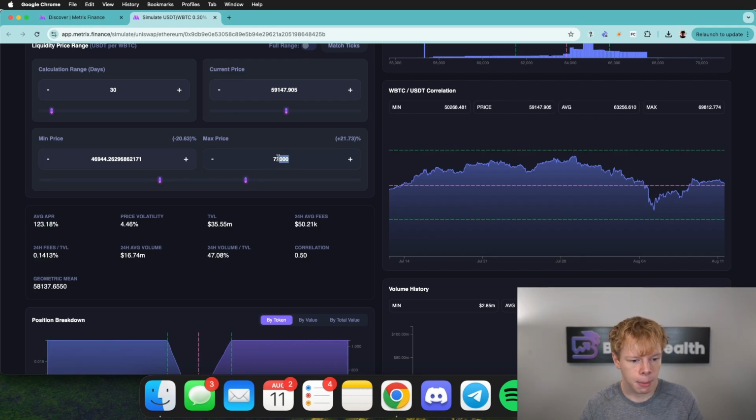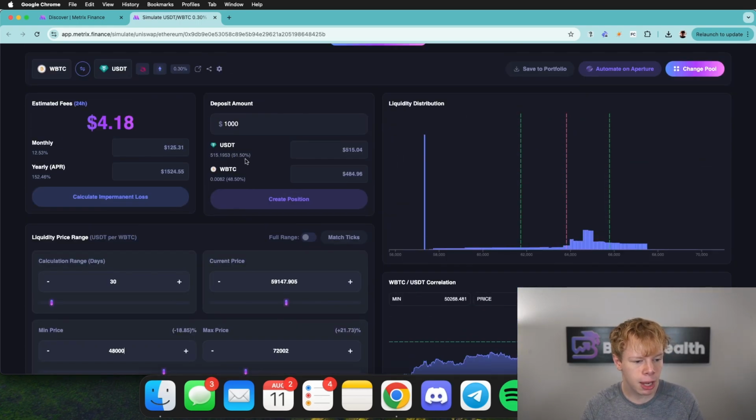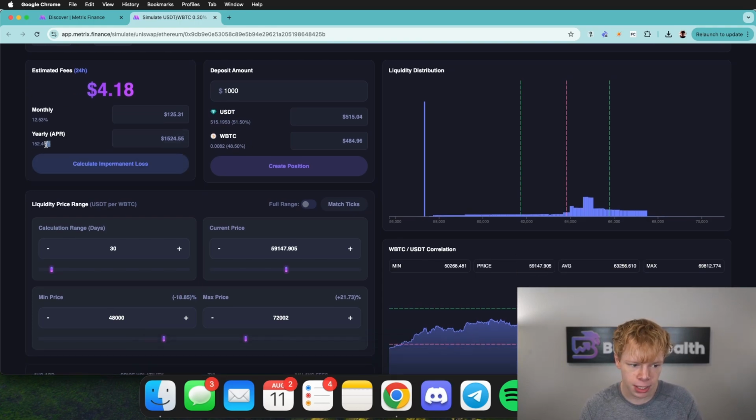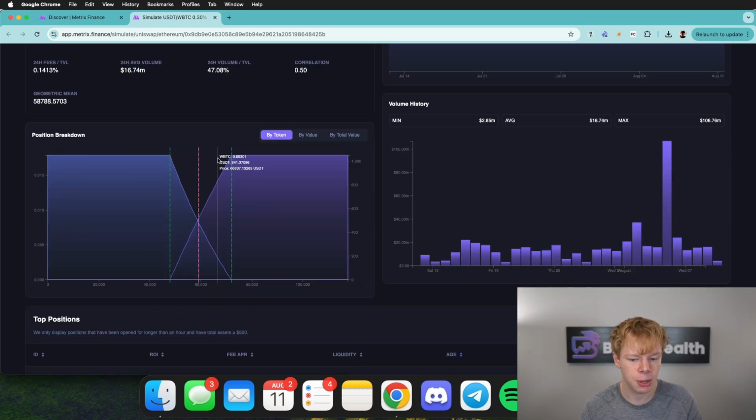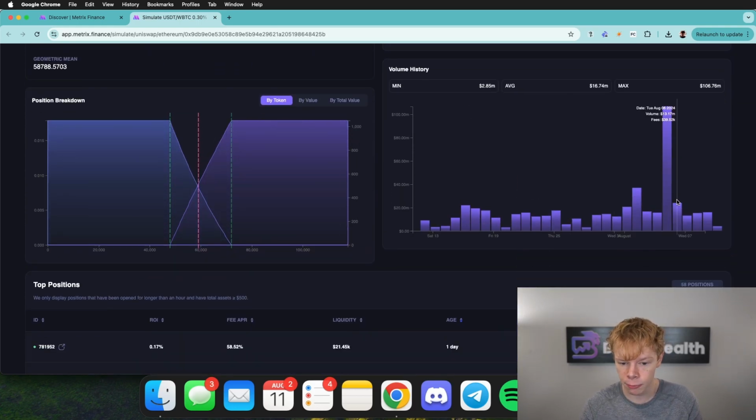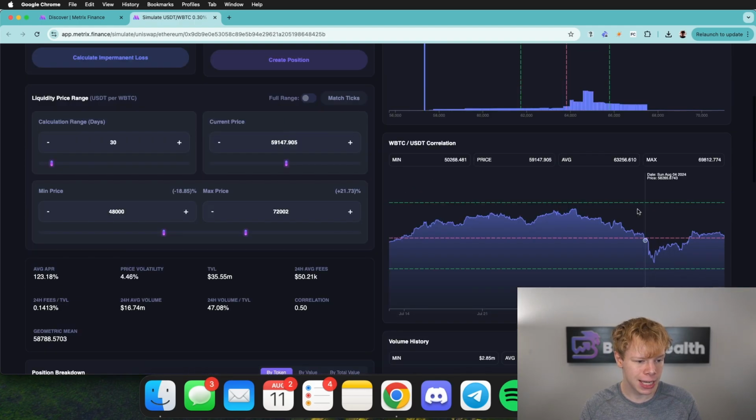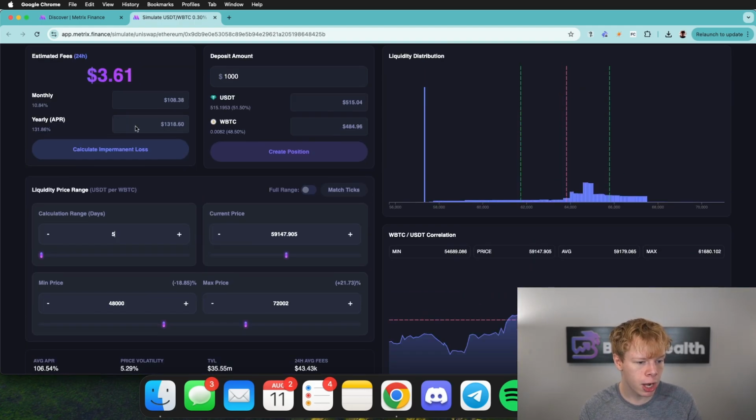market downturns. I'm going to put 72,000 as my top price, and then I'm going to put roughly 48,000 as my min price. That will allocate roughly 50-50 of each asset, so 50% USDT and 50% wrapped Bitcoin, and that's showing roughly 152% APR. But remember, we always have to see how consistent that APR is going to be. I like to look at the volume history. Let's use the past 5 days of volume history, and when we do that, we cut out a huge day of volume, which puts us down at 130%.